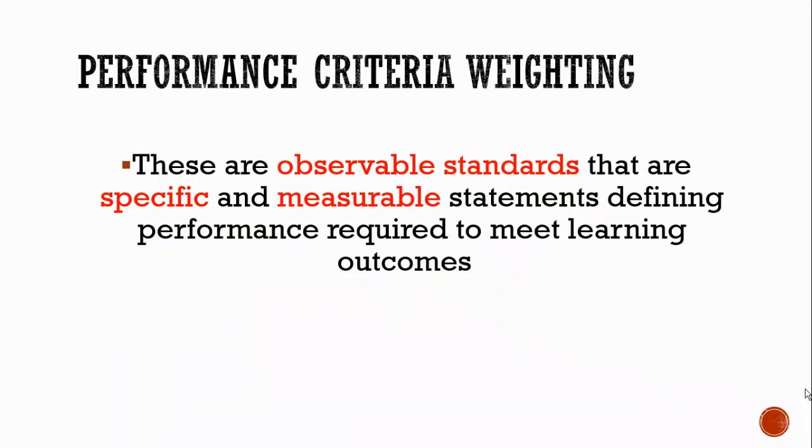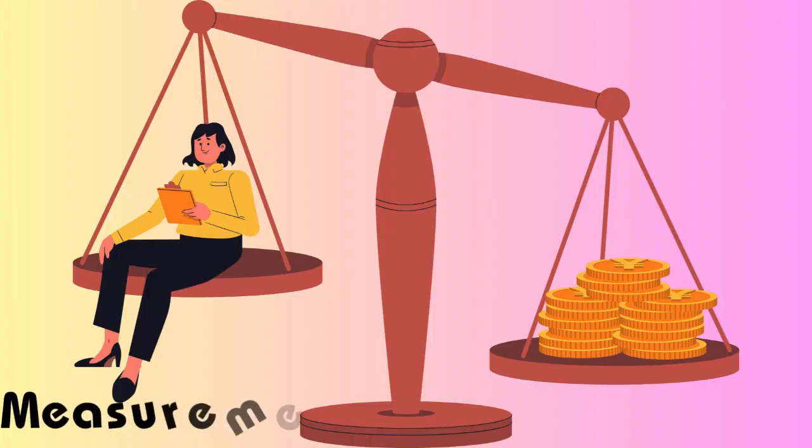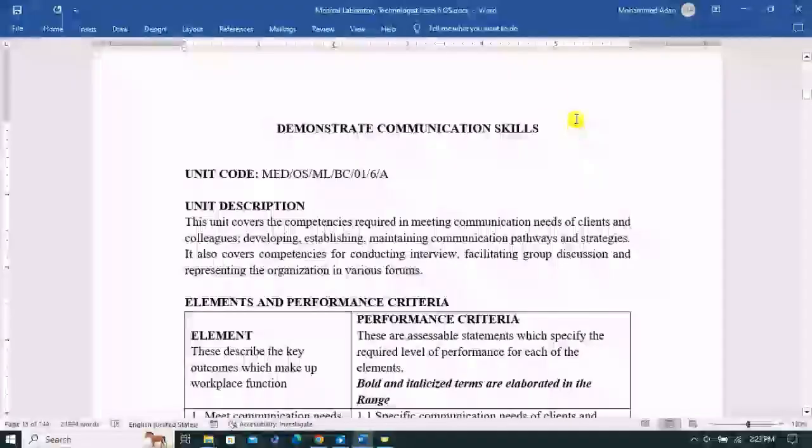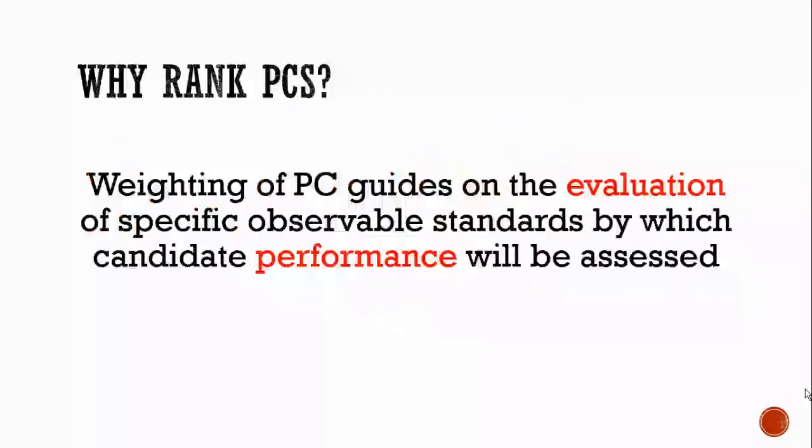So performance criteria are observable standards that are specific and measurable statements defining a performance required to meet a particular learning outcome. And we did talk about observable standards, and we did say that they define the expected level of performance for a particular unit of competency. So that's what performance criteria is.